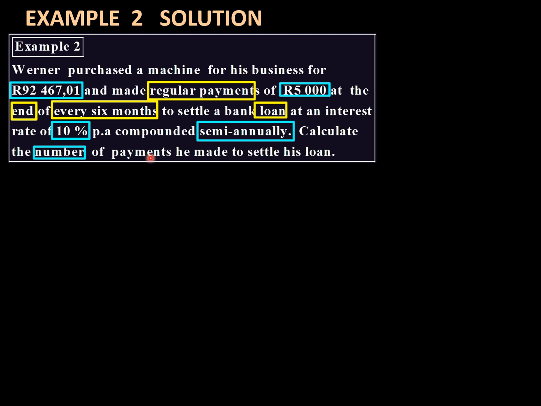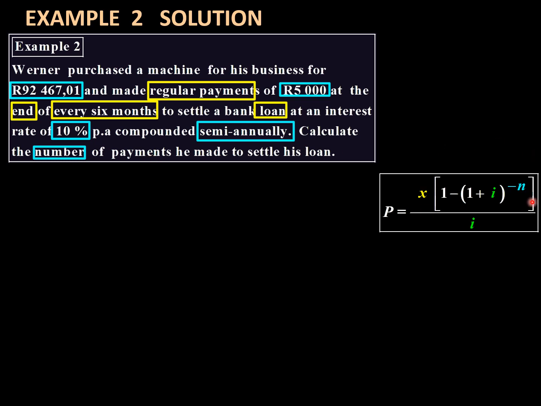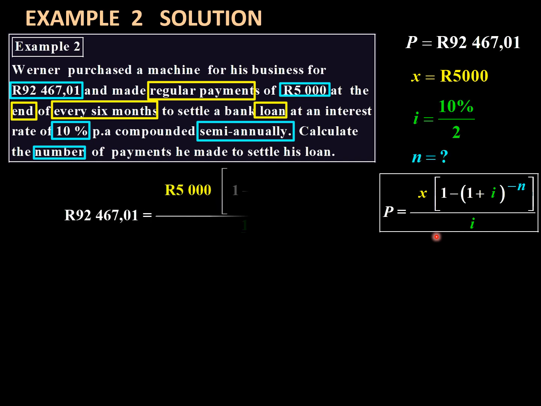Now let us look at the solution. There we've got the question again. We've agreed that this is a present value. So there's the present value formula, and be sure that you have the present value formula. Let's identify the given values as well. And the unknown is n. So let's substitute. Be careful that you substitute correctly.